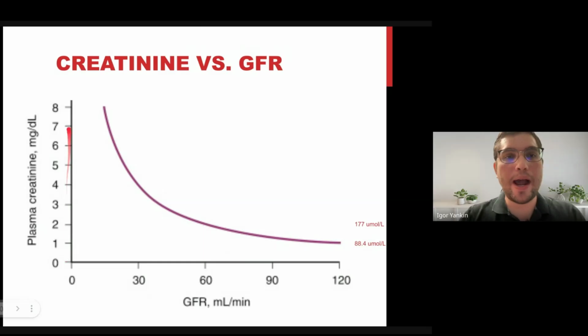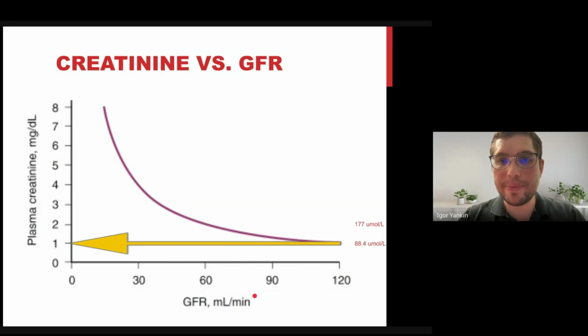Okay. So on the y-axis, you see plasma creatinine concentration. Here it's in milligram per deciliter, but I also put micromoles per liter here for certain points that we're going to discuss. And then on the x-axis, you see GFR in mils per minute. So let's say you have a patient that has completely normal kidney function. GFR is at 120 mils per minute, which corresponds to creatinine of 1 milligram per deciliter or 88 micromoles per liter, which is well within normal limits. So this patient has normal GFR and normal creatinine.